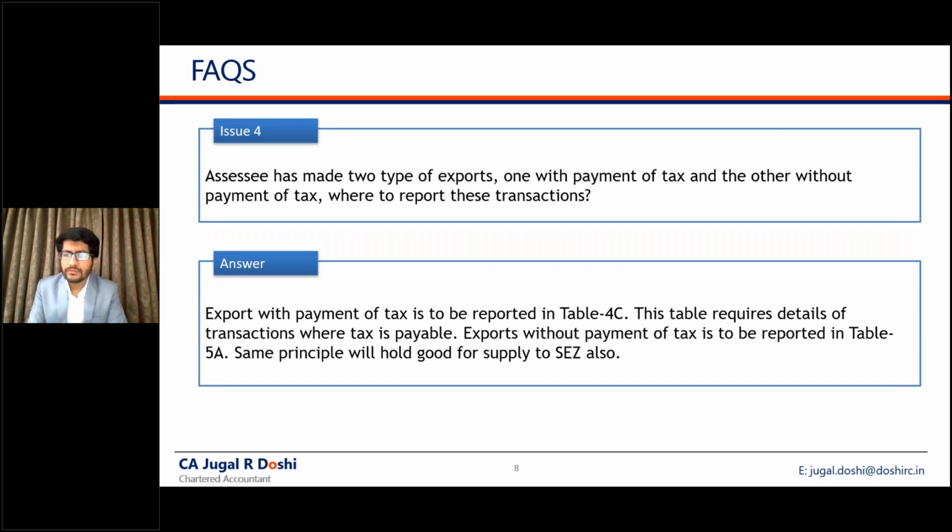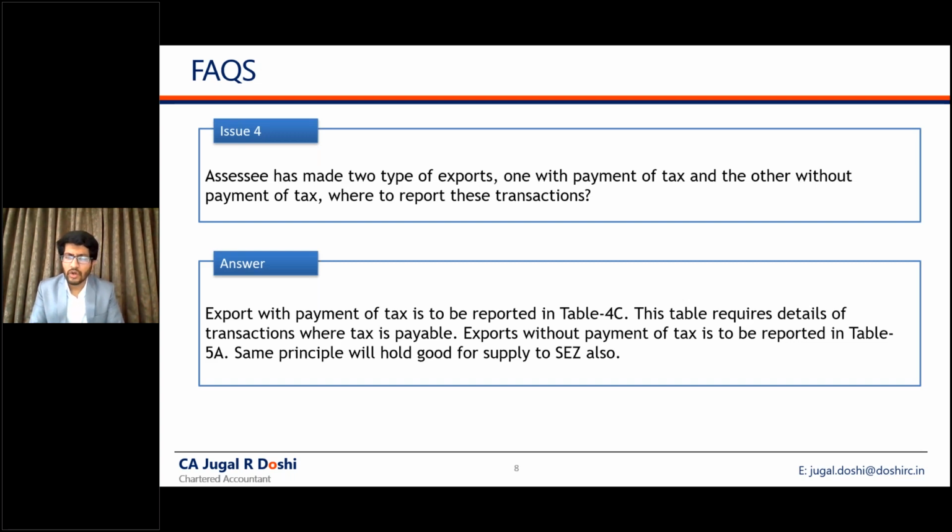Now, next issue, I produce goods. Same goods I have exported to same party. Completely similar transaction, invoice value also same. But in first case, GST was paid by me on this export with payment of tax. And in second case, supply was made export without payment of tax under LUT.